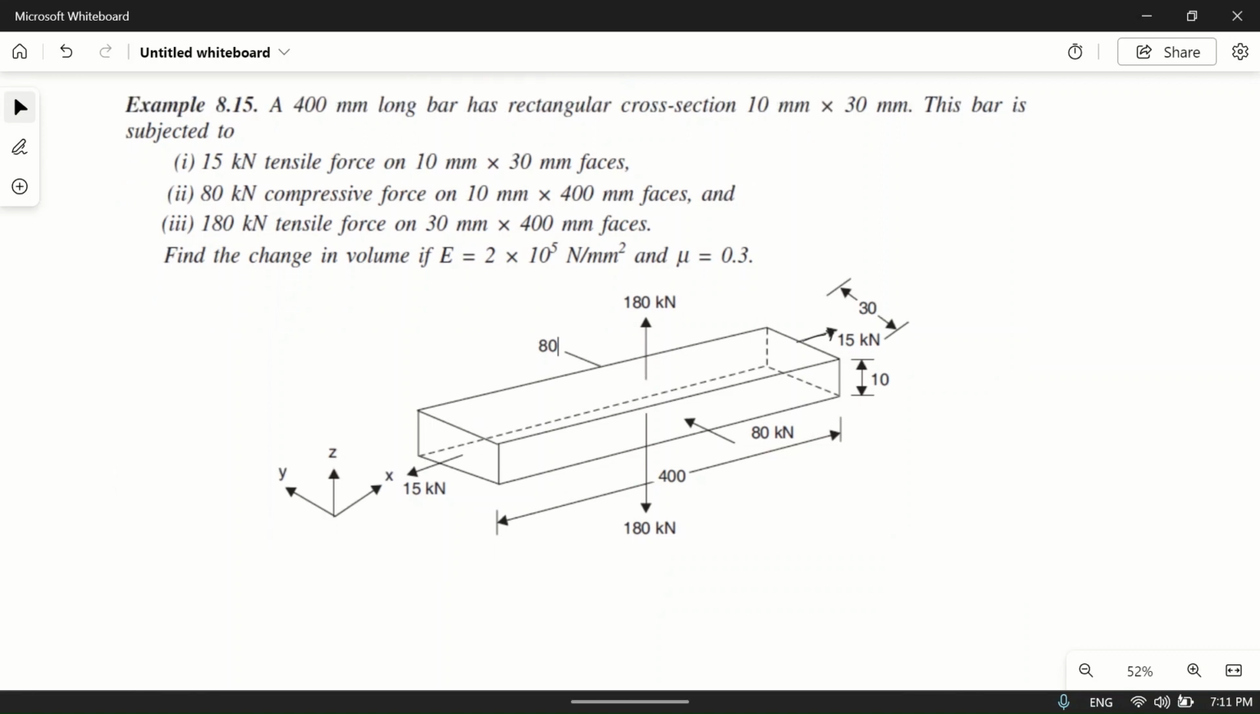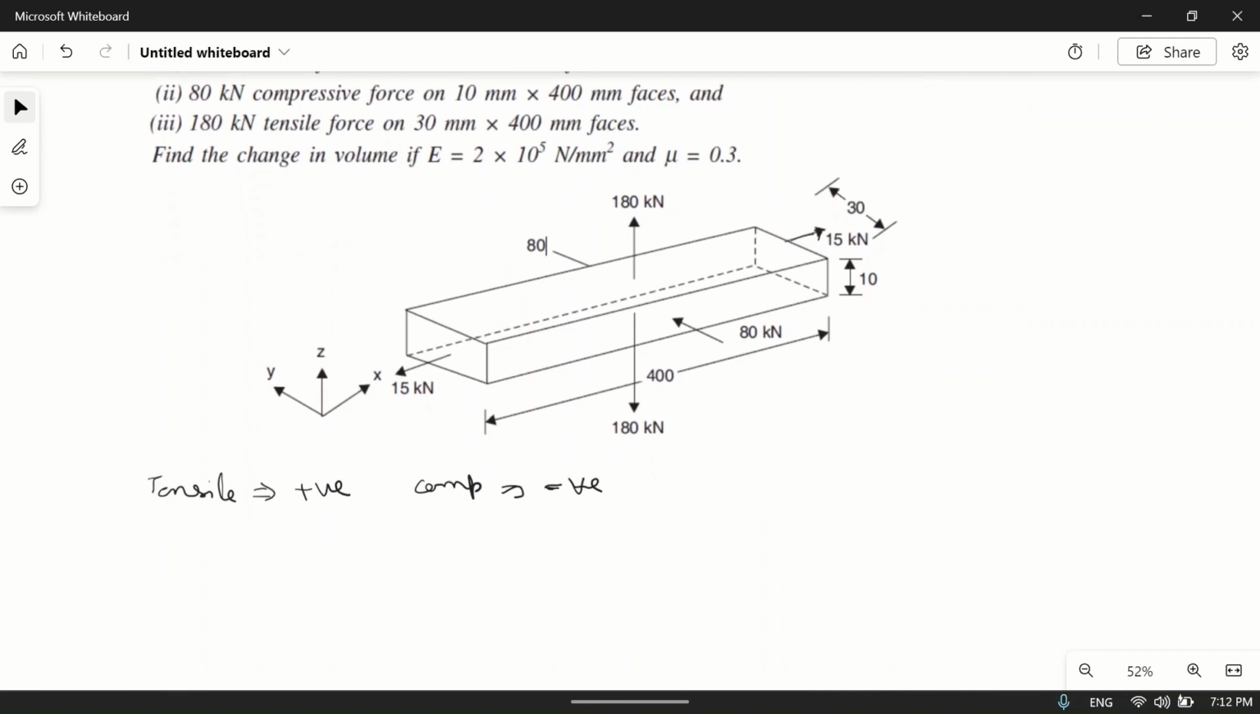So if we consider tensile forces as positive and compressive negative, we are just considering it for our convenience. So we have to calculate the stresses. Look, suppose this is the x-axis, this is the y-axis and this is the z-axis as shown here.